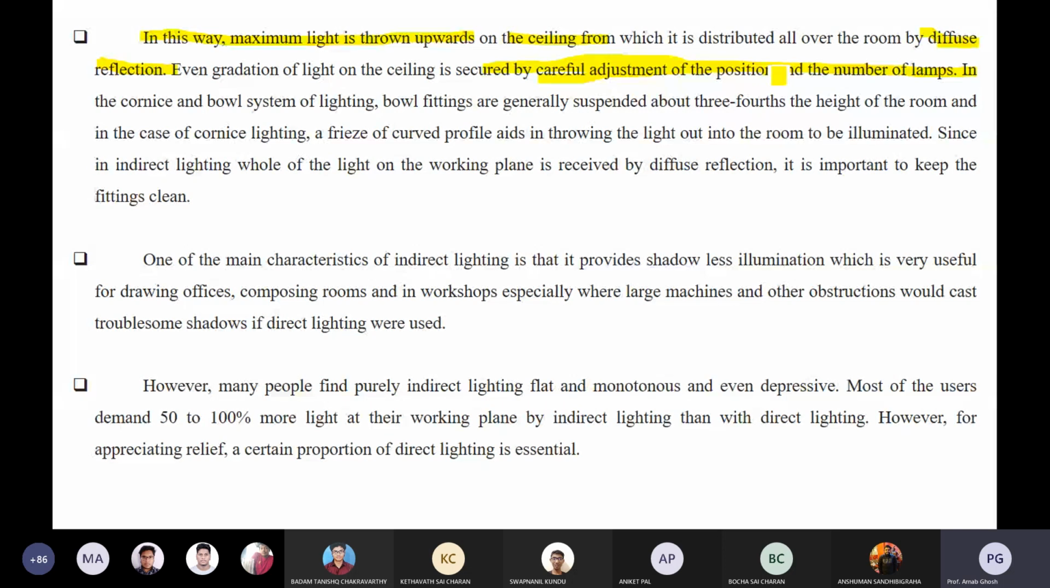Calculations of the total number of lamps for open space lighting, corridor lighting, classroom lighting, stadium lighting. In cornice and bowl shape lighting, bowl fittings are generally suspended at 3/4 of the height of the room. In the case of cornice lighting, the curved profile aids in throwing the light into the room. Since in indirect lighting the whole of the light on the working plane is received by diffuse reflection, it is important to keep the fitting clean.